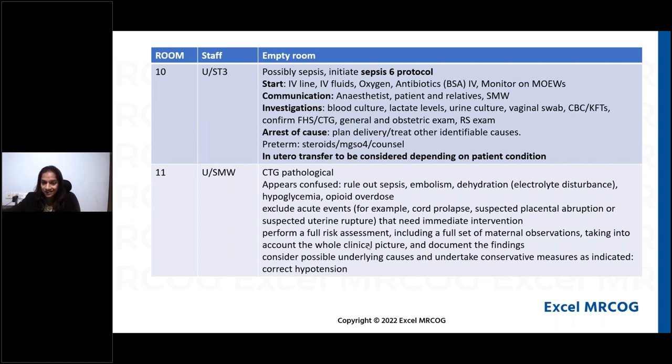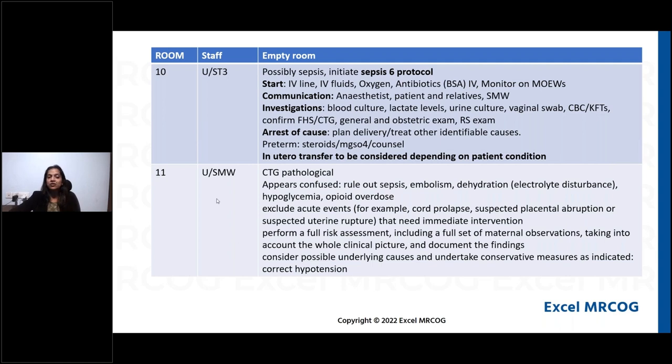hypotension, so hydrate her. Again, in pathological CTG, what we have told you to say is basically say things like you would exclude other acute events, cord prolapse, suspected abruption, etc., that would need immediate intervention, perform a full risk assessment, maternal observation, discuss with the patient and document findings. If I told you that the blood pressure was 90 by 60, you would correct her hypotension in that case. Okay.